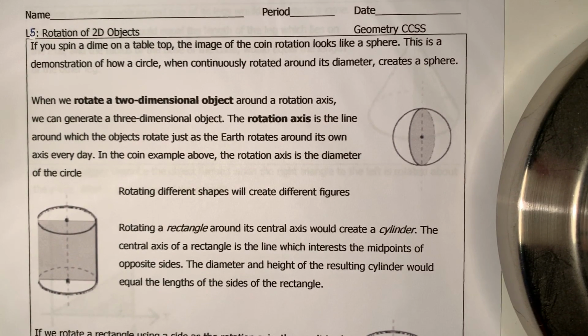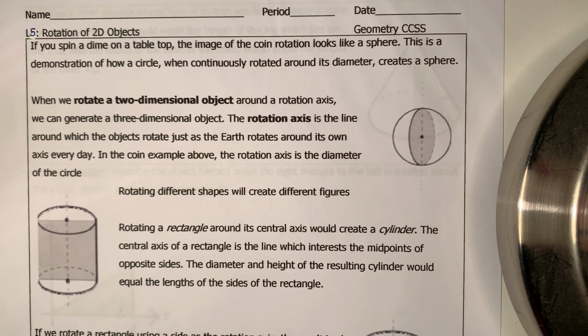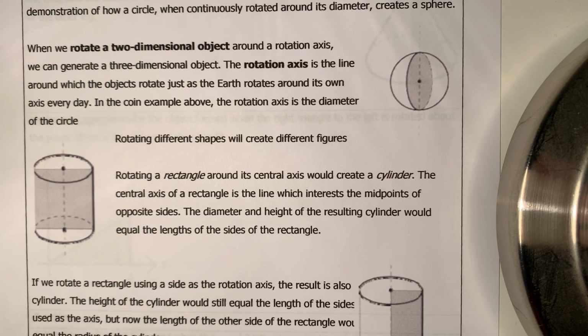Today we're going to be getting into rotations of 2D objects. If you spin a dime on a tabletop, the image of a coin rotation looks like a sphere. This demonstrates how a circle, when continuously rotated about its diameter, creates a sphere. When we rotate a two-dimensional object around a rotation axis, we can generate a three-dimensional object. The rotation axis is the line around which the objects rotate, just as the Earth rotates around its own axis every day. In the coin example, the rotation axis is the diameter of the circle. Rotating different shapes will create different figures.